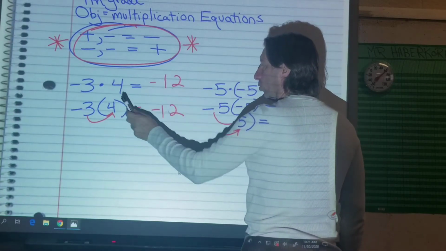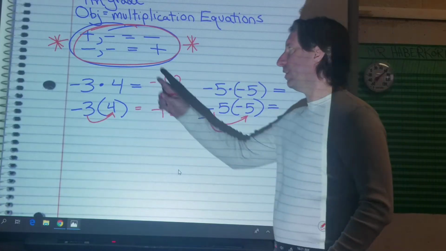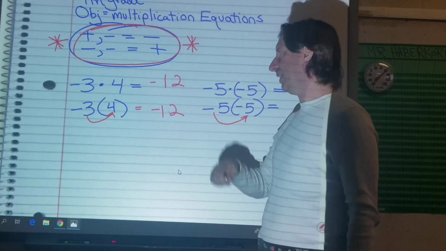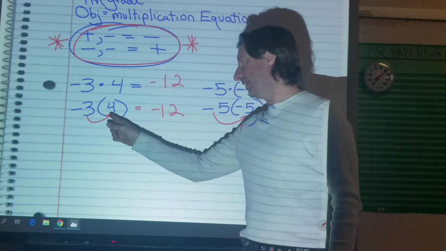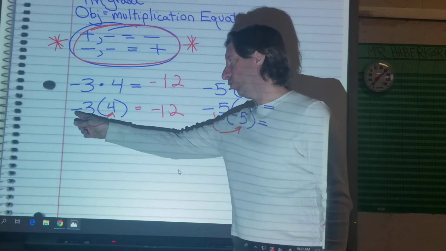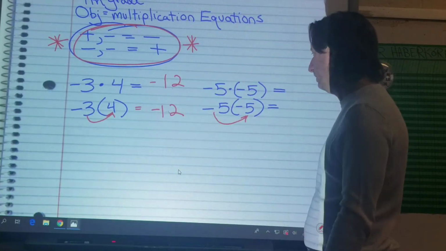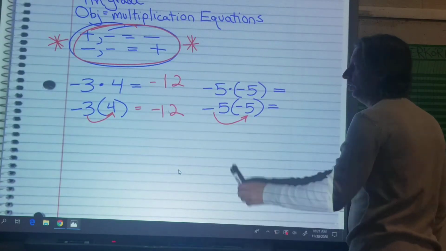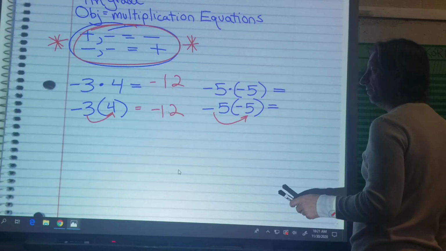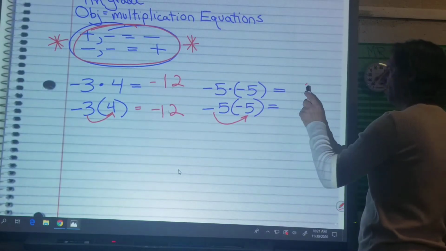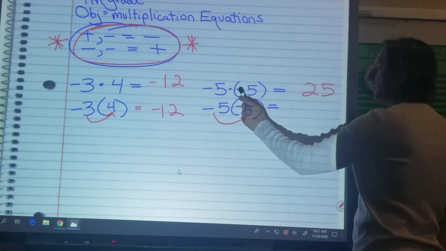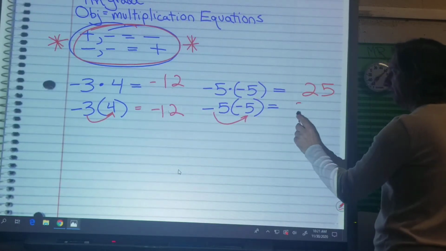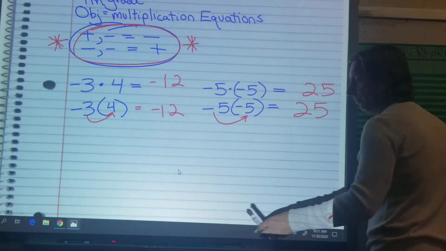So it doesn't matter that the 4 is bigger or smaller. Anytime you have a positive times a negative or dividing, it's going to be a negative, all right? Negative 3 times 4, negative 12. One's negative and one's positive, it's always going to be negative, okay? And then it says if you have a negative times a negative, your answer is always positive. Well, look here, negative 5 times negative 5. What's 5 times 5? 25. And a negative times a negative is a positive 25, right? Same here, negative 5 times negative 5, positive 25, all right?